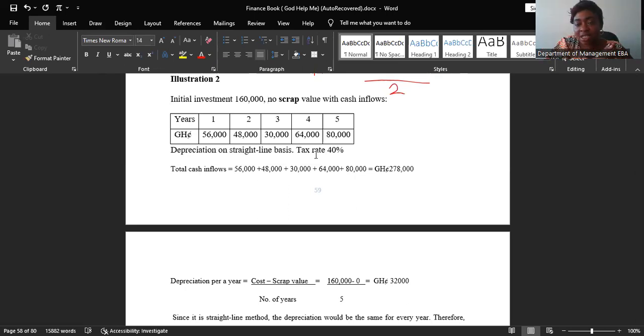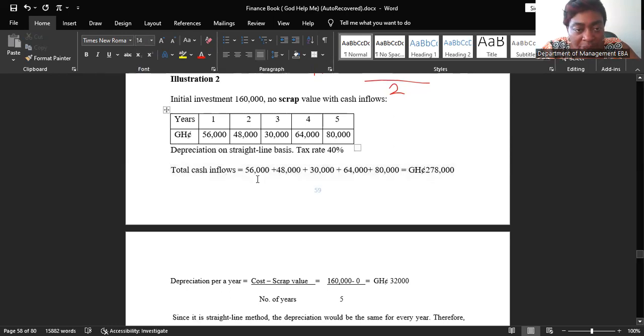Now we said average profit over average investment, and average profit is profit over the number of years. However, to get the profit, we take all the cash flows, less depreciation. So first of all, let's add all the cash flows, the summation of all the cash flows. You add all of them and get 278,000.